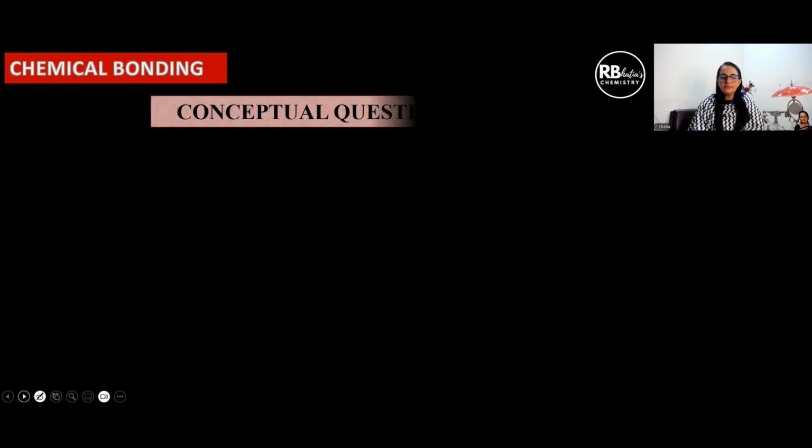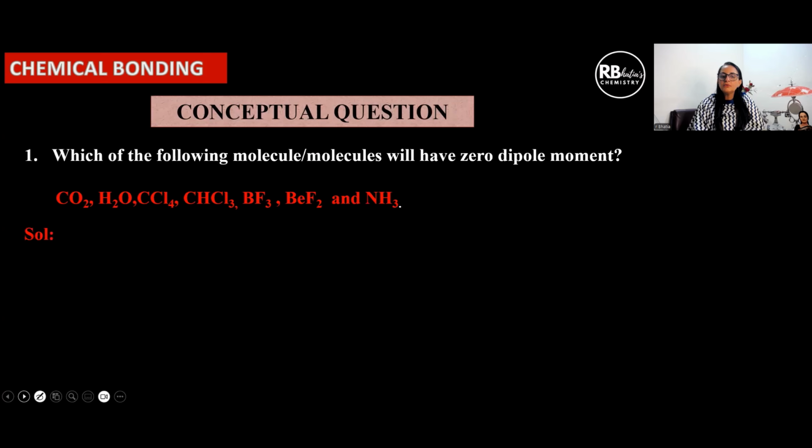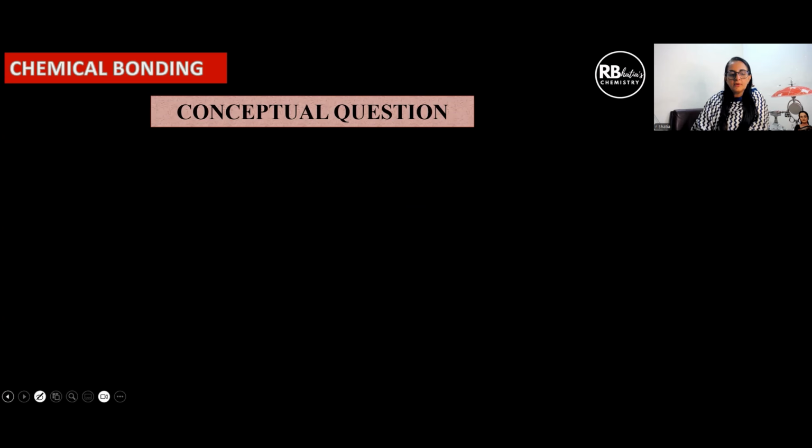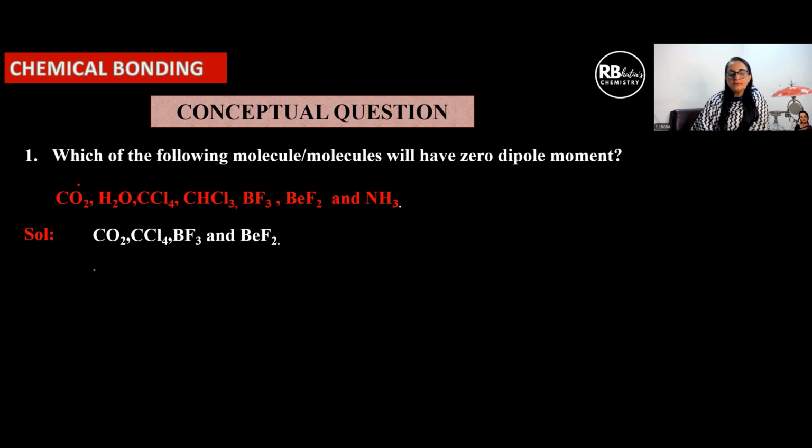This point I've already explained. So which of the following molecules will have a zero dipole moment? How are we going to check this? Carbon dioxide, zero dipole moment. So I've shown you the answer. Why is it so? This is carbon dioxide. The dipoles are going to cancel off. Carbon tetrachloride.